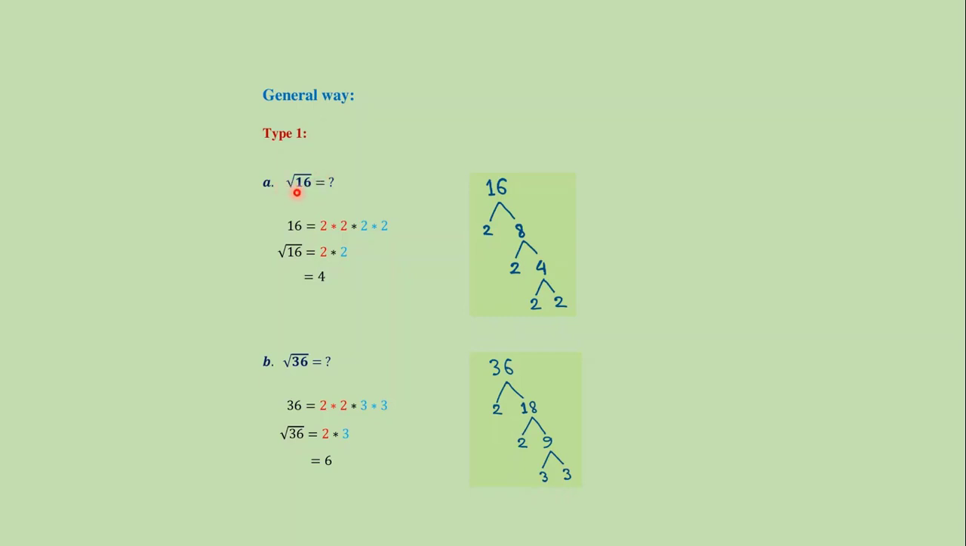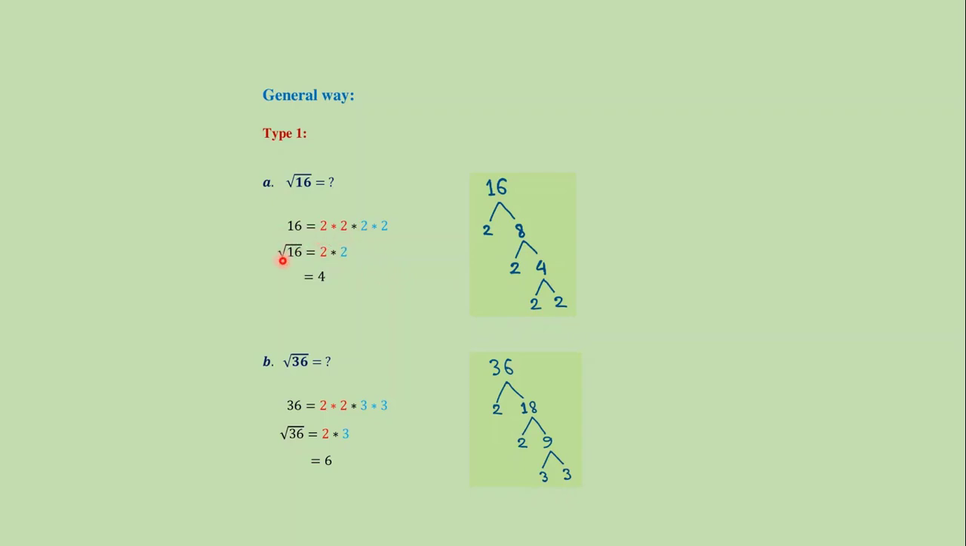What will we do? We will first break it down into a product of prime numbers. For 16, we can write 2 times 8, where 2 is a prime number but 8 is not. Now write 8 as 2 times 4, where 2 is prime but 4 is not. So again write 4 as 2 times 2. Now all are prime numbers. So 16 can be written as 2 times 2 times 2 times 2.